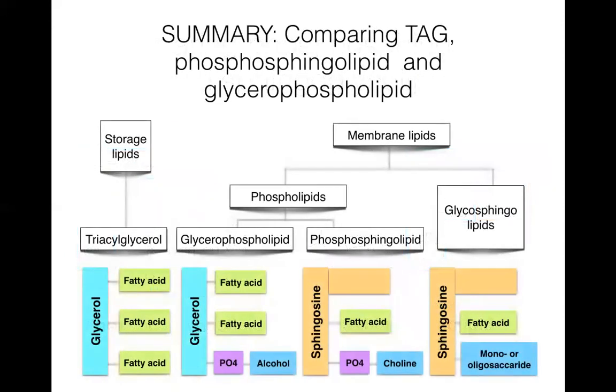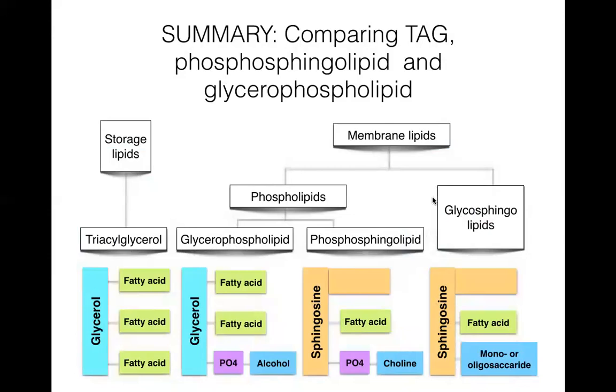Let's now compare all the lipids that we have discussed so far. This would include triacylglyceride, phosphosphingolipid, and glycerophospholipid. So let's discuss first the storage lipid, and that is the triacylglycerol. We all know that the backbone is glycerol. Esterified to it are 3 fatty acids. And then there are the membrane lipids, the phospholipids found all over the body that make up the cell membrane.